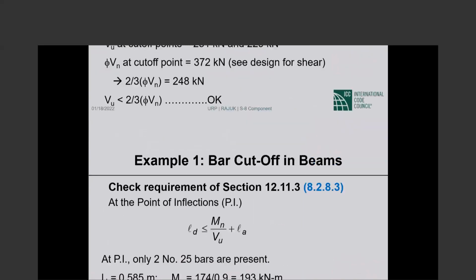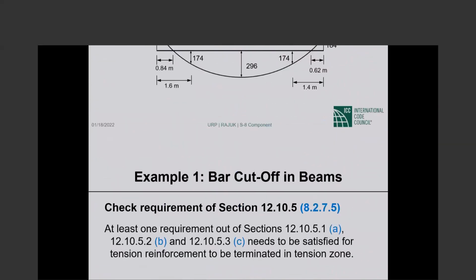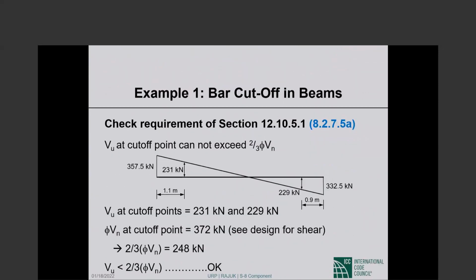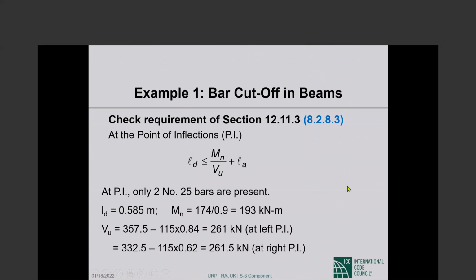The 174 was the moment diagram before here. Okay, so this is the number. At the inflection point, there are only two number 25 bars. The number 28s have been discontinued. So at point of inflection, only two number 25 are present.